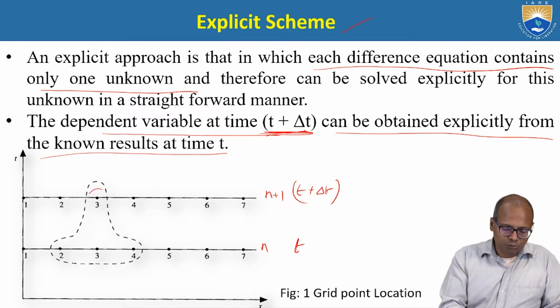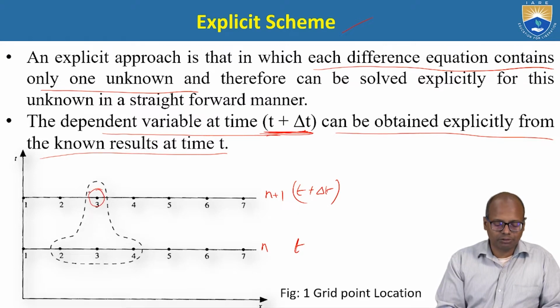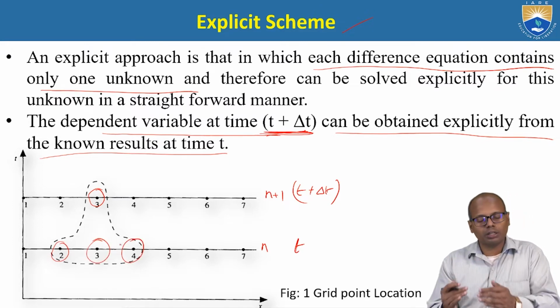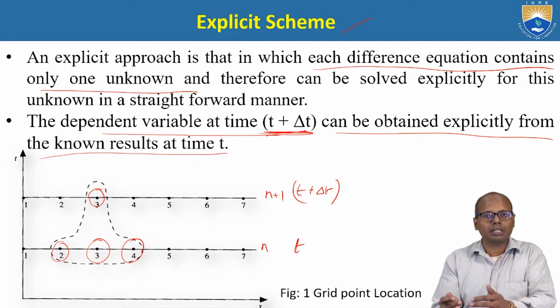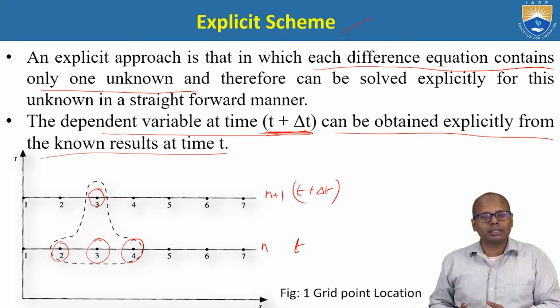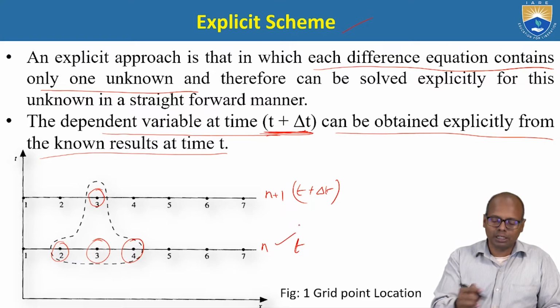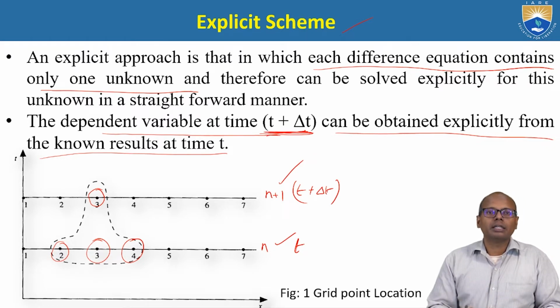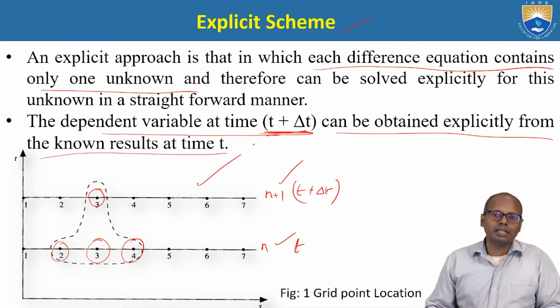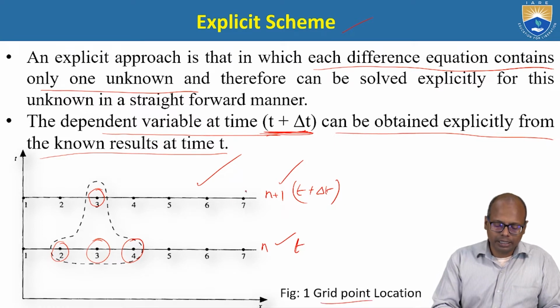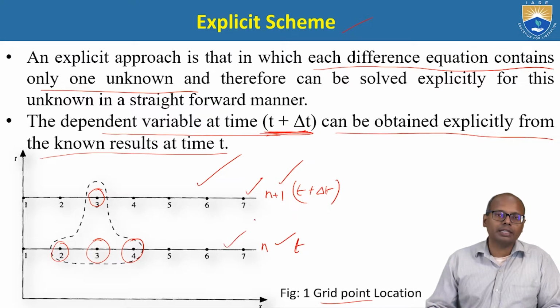Now here there is only one unknown in our finite difference equation, and these are the three known terms, because we are solving the equation at the n plus 1th time interval. So we already have the values of the nth time interval. If we already have the nth time interval values, and using all those values we find the n plus 1th time interval, with only one unknown term, then it is called an explicit scheme. The figure here shows the grid point locations at the n plus 1th time and at the nth time.